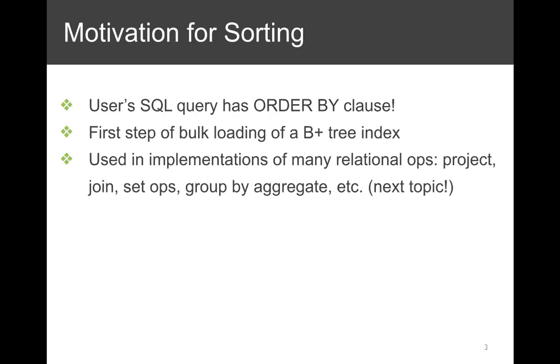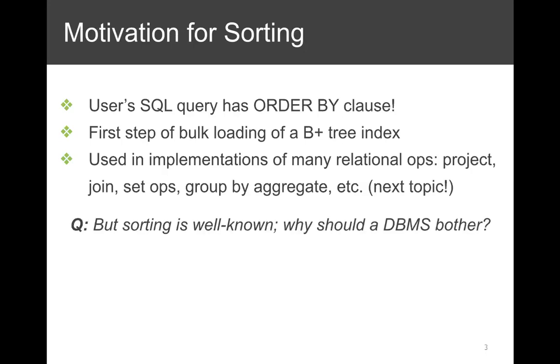For example, in a B+ tree index, if you want to load the data from a file, the process is called bulk loading, and external merge sort is used there, like we saw in the indexing topic. Later on, we will also talk about operator implementations: project, join, set operations, group by aggregate, and many other relational operations. When applied to larger-than-memory data, they can implicitly use sorting as well.